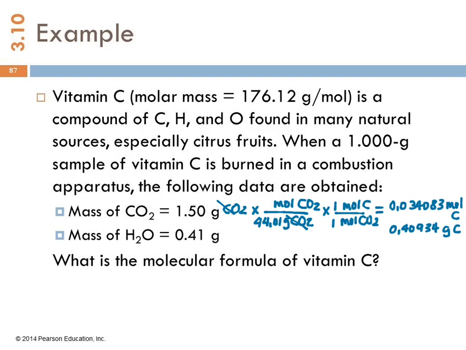So I've got 0.41 grams of water. I want to be dividing by grams of water, multiplying by moles of water. 2 times 1.008 plus 16, 18.016 grams of water per mole. The grams cancel out. How many moles of hydrogen are in a mole of water? 2. 2 moles of hydrogen per 1 mole of water.